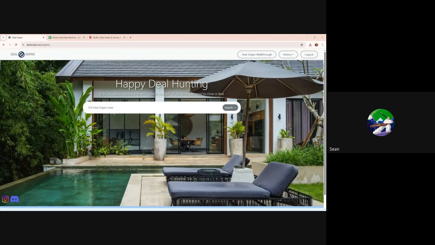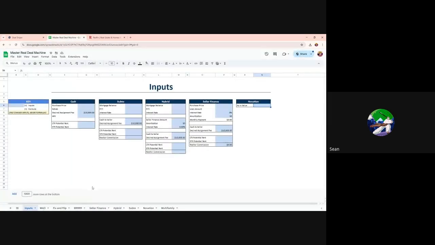So, first and foremost, the thing that won the poll was the deal machine calculator. Who has a specific question about the deal machine calculator that I can answer? Or does someone have a deal that they want me to run, and I can use that as an example to kind of walk you through it?